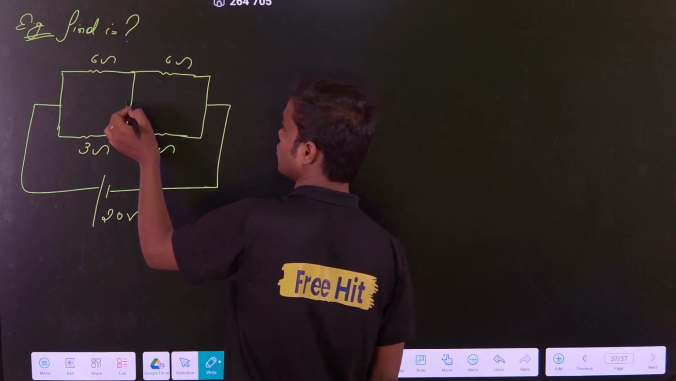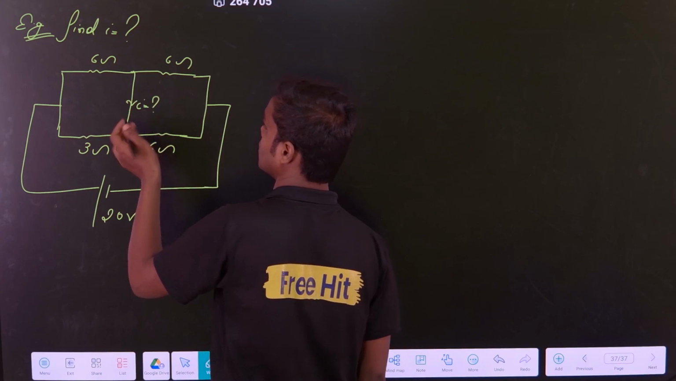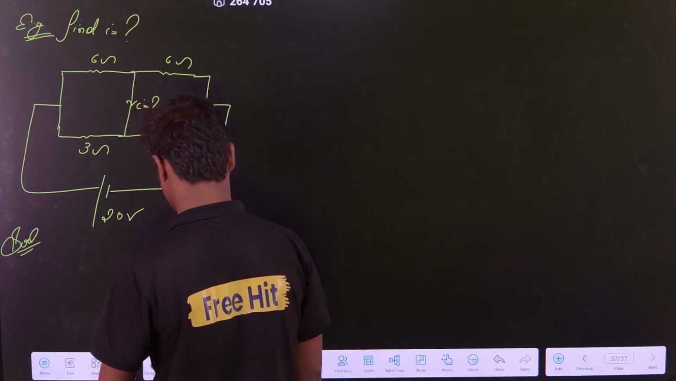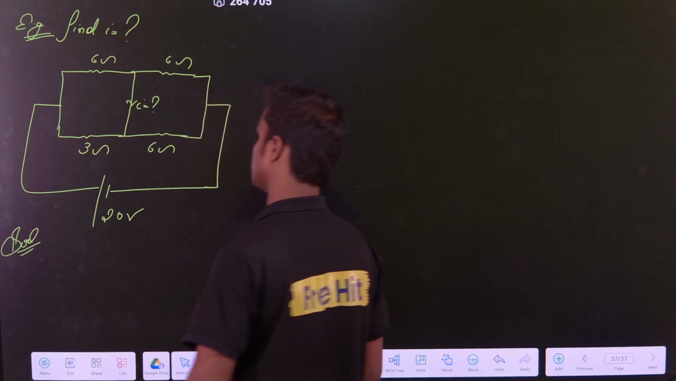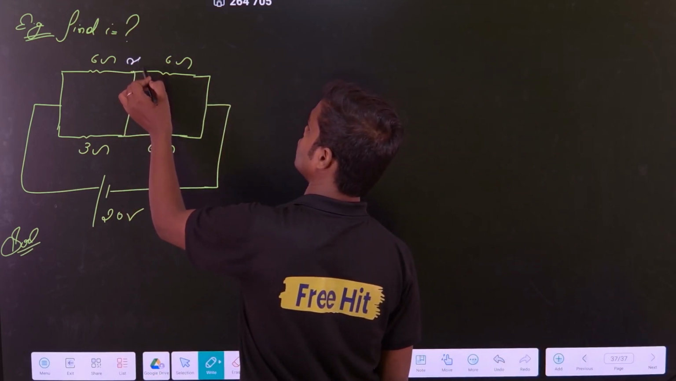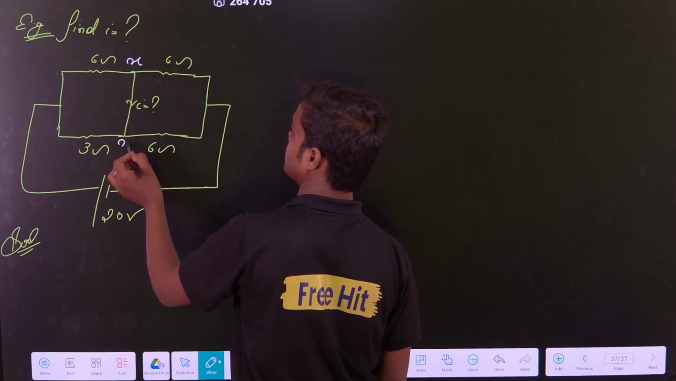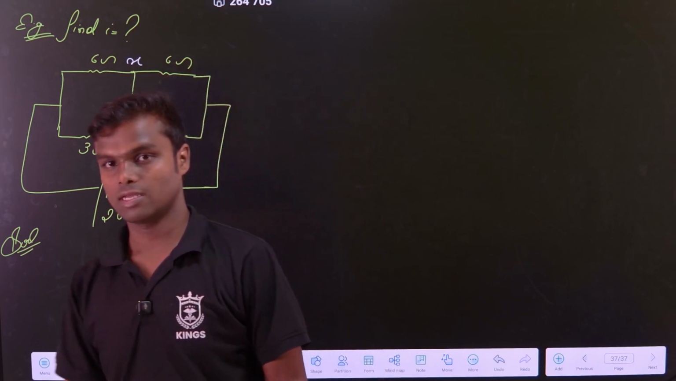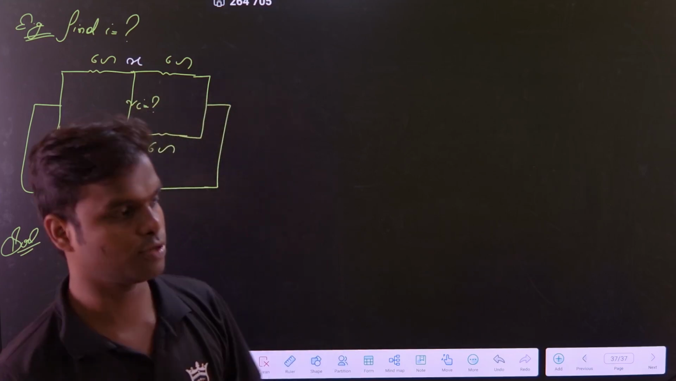My question is, what is I here basically? Most of the people will say, sir, I is 0. Why? This is also x. If you take this potential as x, this potential will be also x. So the potential difference is 0, sir. So current is 0. I cleared this concept in the starting of the class.